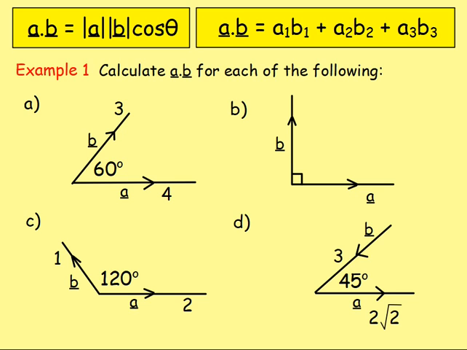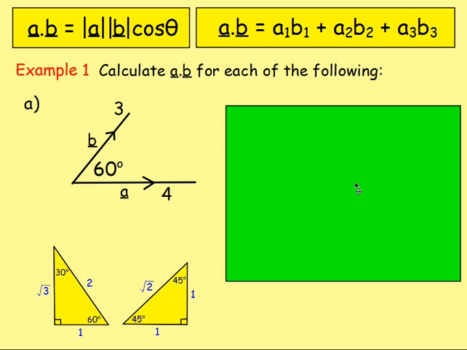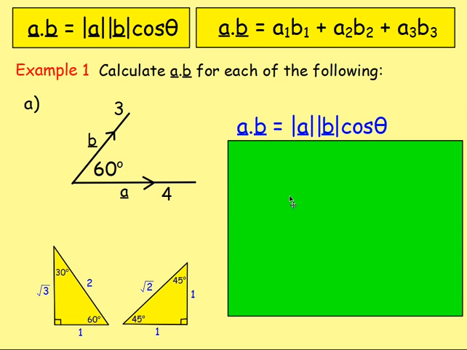Let's do them one at a time. So example 1a. We've got vector a, we've got vector b, there's 60 degrees between them. We know the length of a is 4 units, the length of b is 3 units. So to work out a dot b, the scalar product, you're going to have a dot b equals the magnitude of a times the magnitude of b times cos theta.